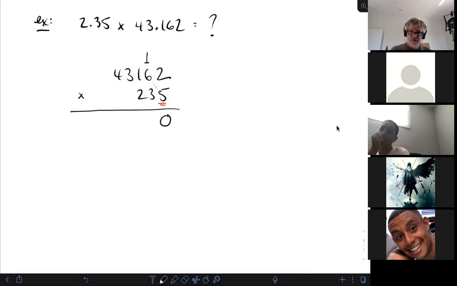Then 5 times 6 is 30 plus 1, that's 31, and that's a carry of 3. 5 times 1 is 5, plus 3 is 8. 5 times 3 is 15, so I have a carry of 1. 4 times 5 is 20, plus 1 is 21. So that's my first multiplication. Basically what I've done is I've multiplied the units digit of 235 times that big number 43162, okay?